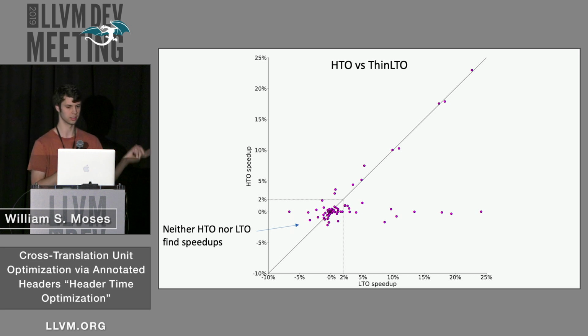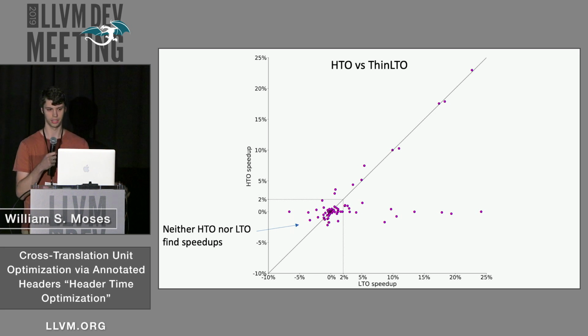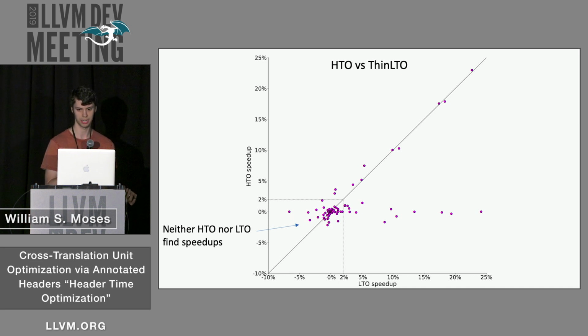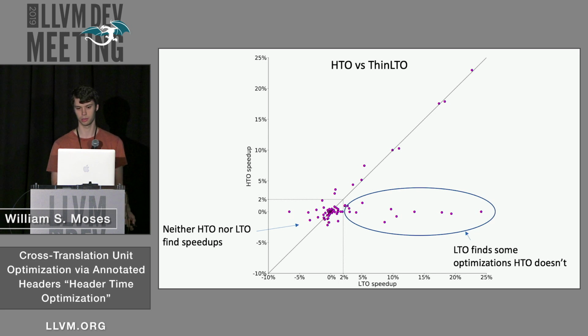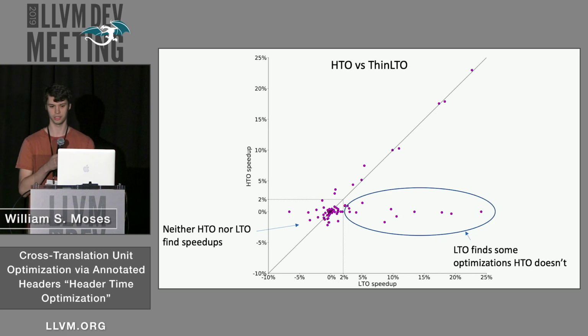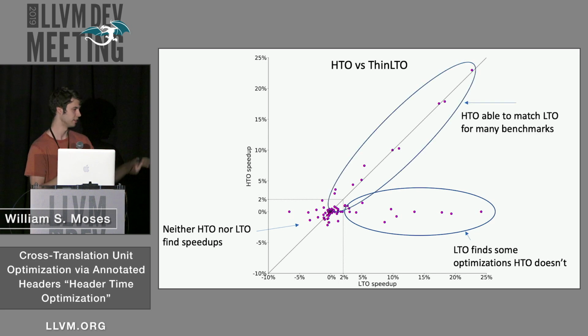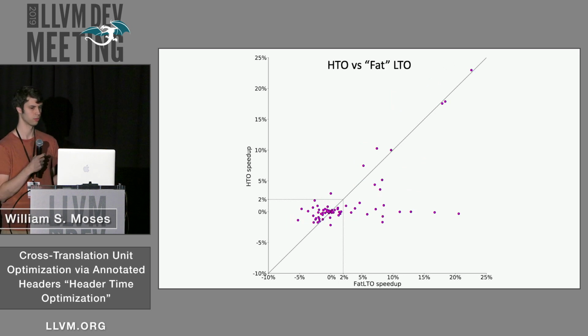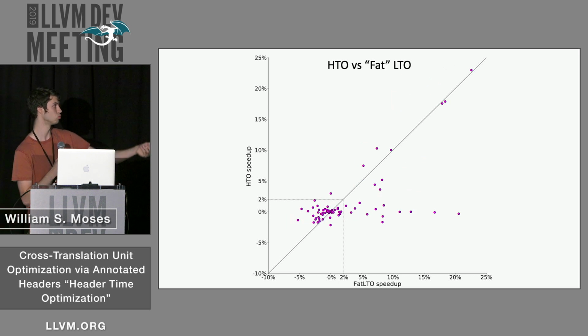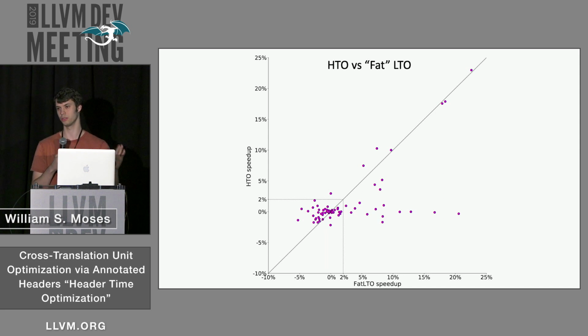The first place is this bottom area around 0, where neither HTO nor LTO is really able to find a speedup for these programs. The second place is this bottom right cluster where LTO is able to find some optimizations that HTO is not. And then this diagonal area over here where HTO is able to match LTO for those benchmarks. We also compared with, quote, fat LTO for those who are interested, and the speedups are somewhat similar, so just for ease, I'm going to talk about Thin LTO.